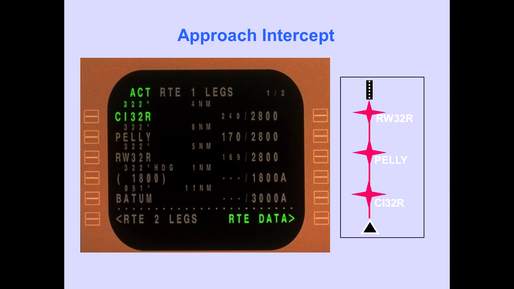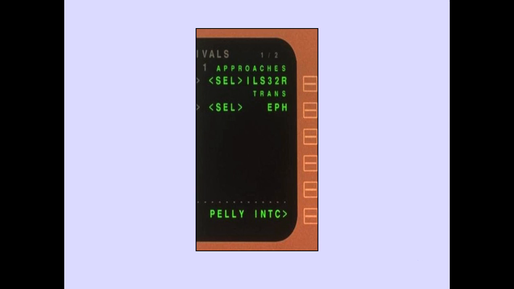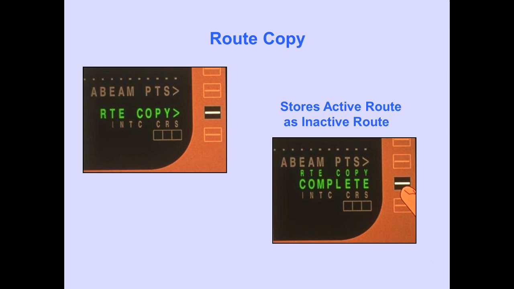Execution results in an intercept course to the active waypoint. Selecting an approach and transition displays an approach intercept to the initial approach fix. Prior to executing a present position direct modification, the active route may be stored as the inactive route.